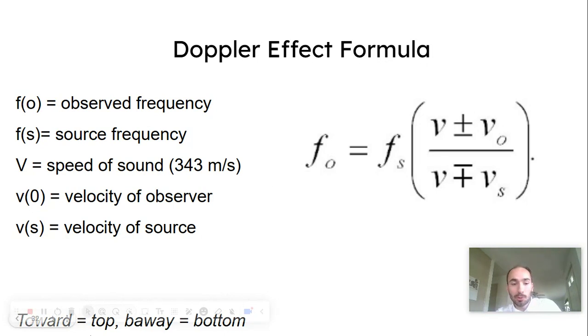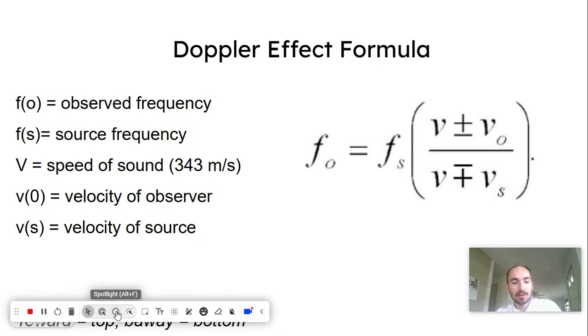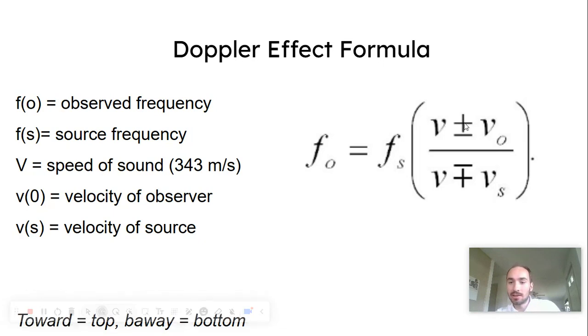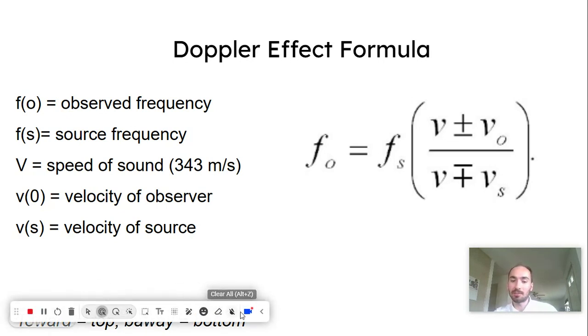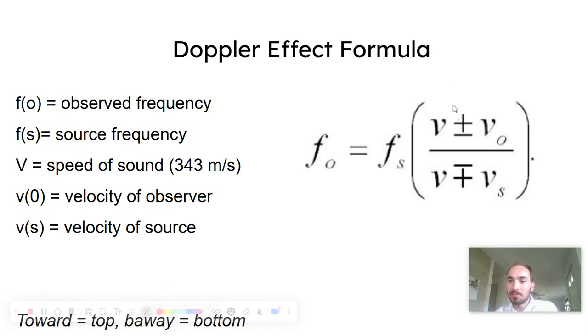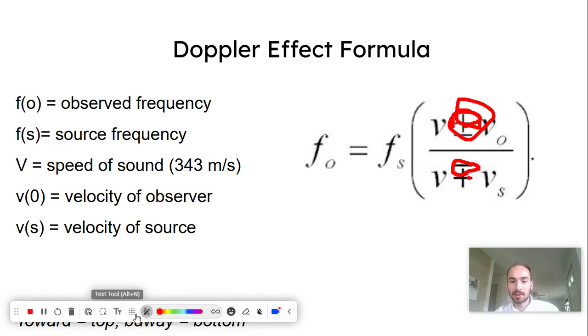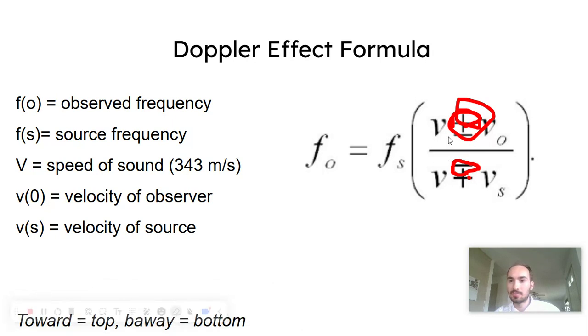Top is toward, and then bottom is beway. Okay? I know that sounds weird, but I couldn't think of a word that meant like away from you that started with a B. So I'm just going to say the bottom is beway. So if someone's running toward you, use the top ones. Okay? So we're going to practice. But that's how the plus and minus work.